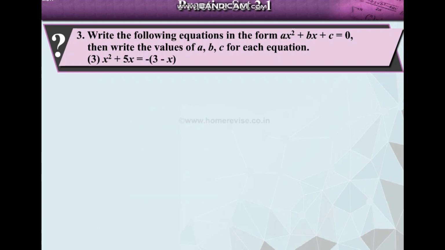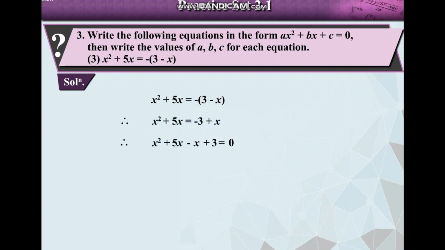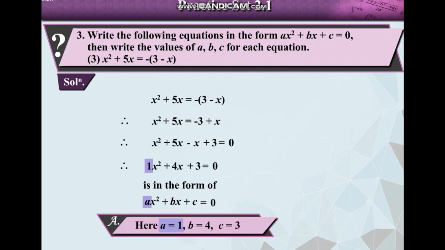3. x square plus 5x is equal to minus of (3 minus x). Solution: x square plus 5x is equal to minus (3 minus x). Therefore, x square plus 5x is equal to minus 3 plus x. Therefore, x square plus 5x minus x plus 3 is equal to 0. Therefore, x square plus 4x plus 3 is equal to 0, which is in the form of ax square plus bx plus c is equal to 0. Here, a is equal to 1, b is equal to 4, c is equal to 3.